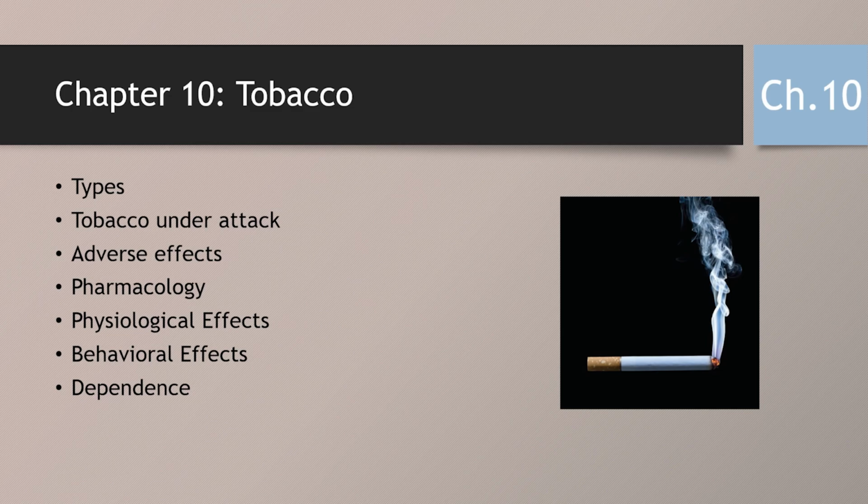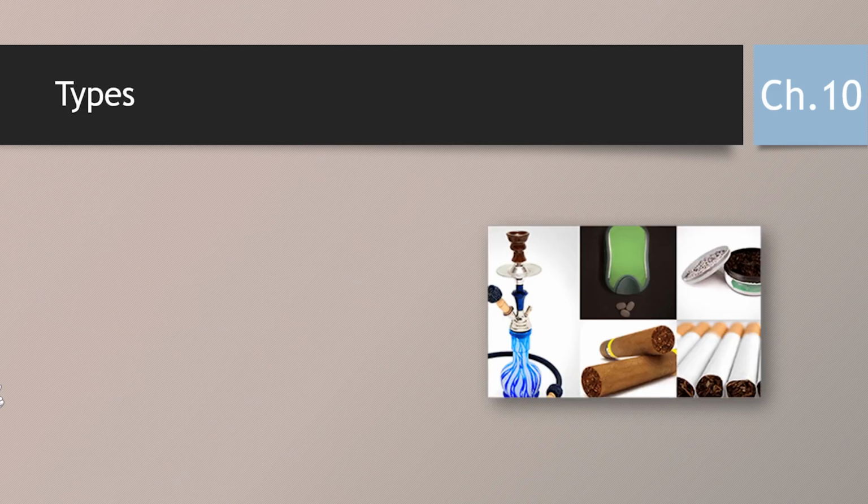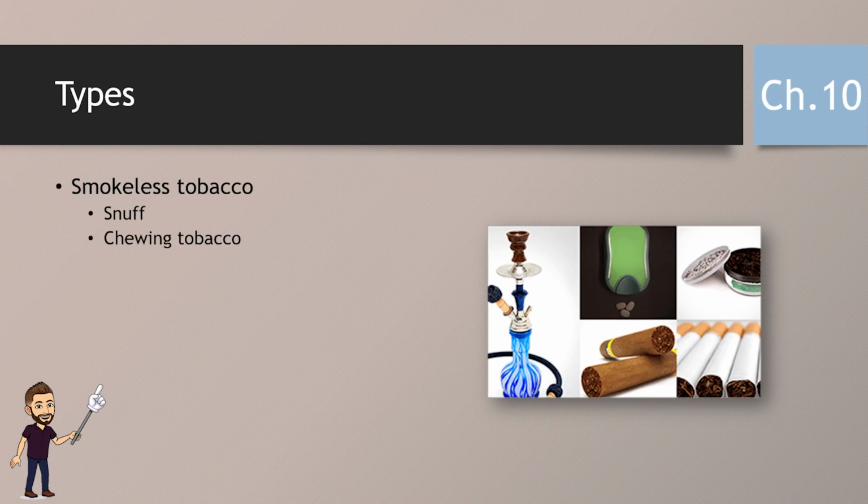All right, so let's go ahead and start off by talking about some different types of tobacco. So you can see in this image, there's obviously lots of different ways that tobacco is consumed and produced for different consumers, and that has changed a lot over the course of history as well. So one category of tobacco we have is smokeless tobacco. So this is tobacco that is ingested in some other way than burning and smoking it.